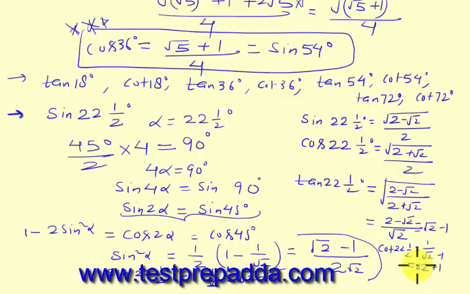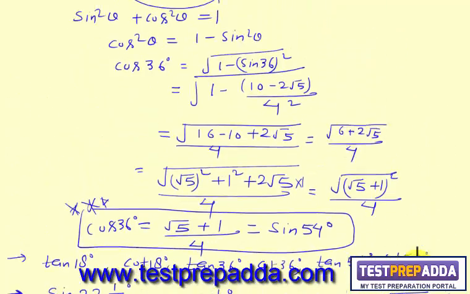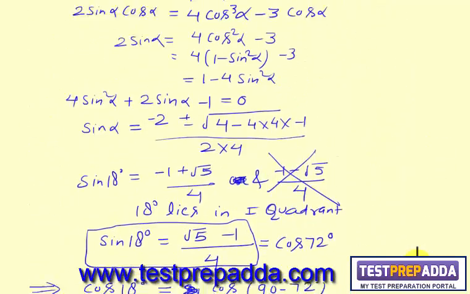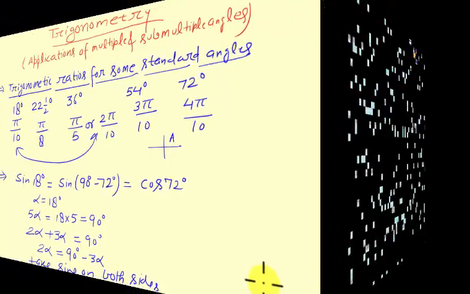Okay. So, dear students, in this session, we discussed many trigonometric ratios of many standard angles: 18 degree, 22.5 degree, 36 degree, 54 degree, 72 degree. Okay, thank you.